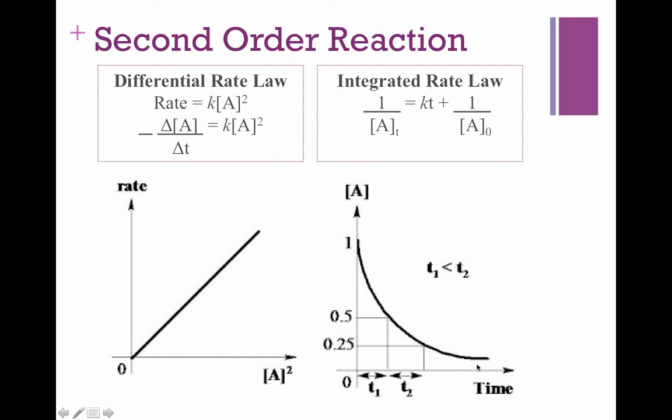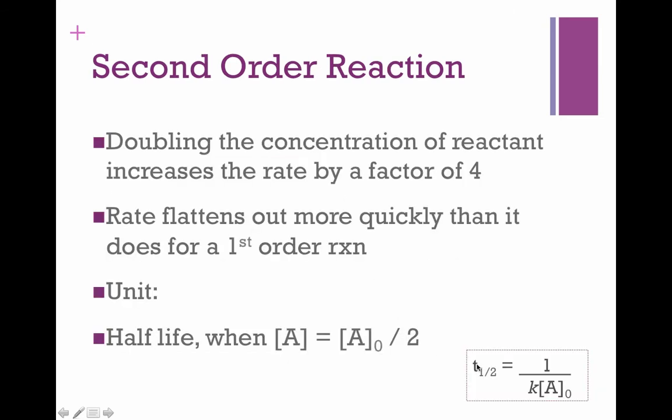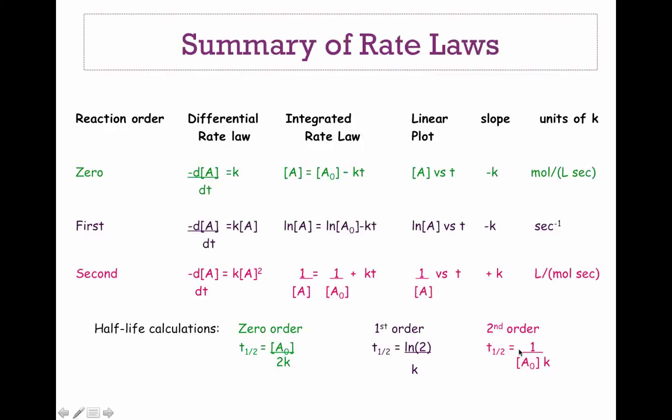For second order, you're going to have an upward slope for differential and a downward exponential curve for integrated. This is where the rate increases by a factor. So if you double the concentration, the rate is actually going to be increased by a factor of 4. The rate flattens out more quickly because the reactants are used more quickly. And again, you see the half-life equation.